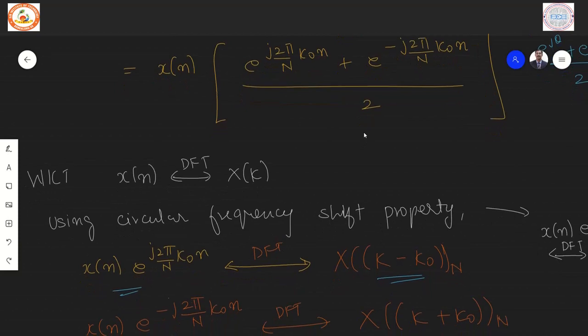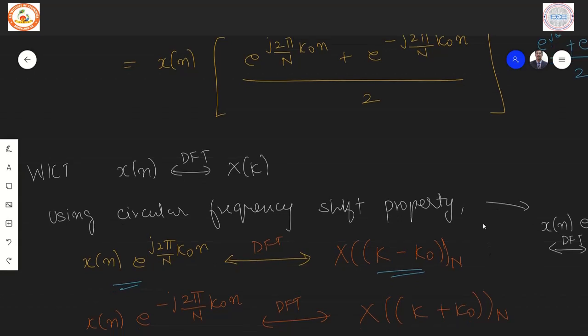Now we know that using circular frequency shift property, x of n, the first term, that is x of n into e power of j 2 pi by N k naught n, its DFT should be equal to, according to the circular frequency shift property, capital X of k minus the shift. The shift here is k naught. So please observe the sign. Here we have plus, here we put minus, and again we have to apply mod of N.